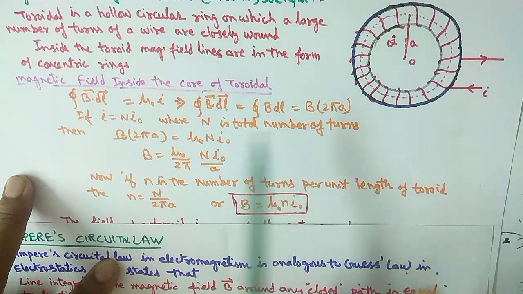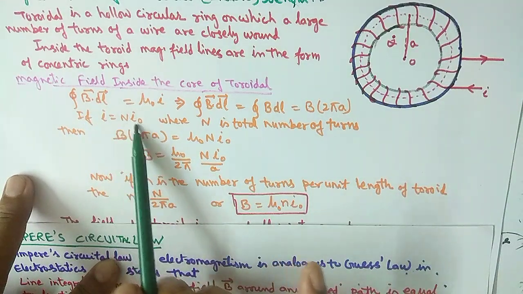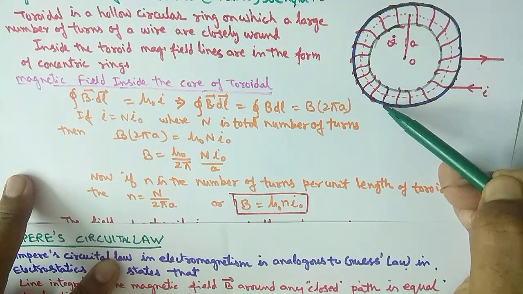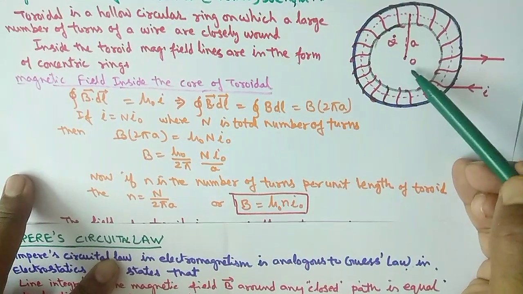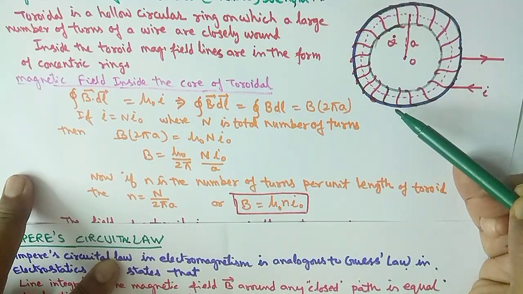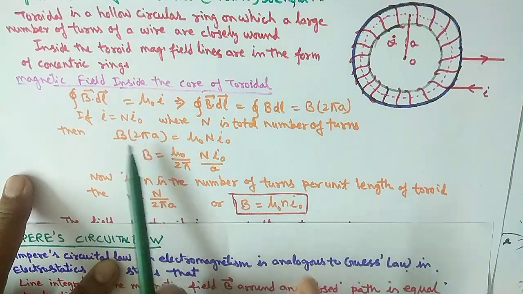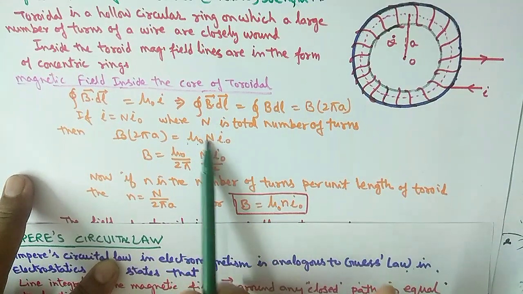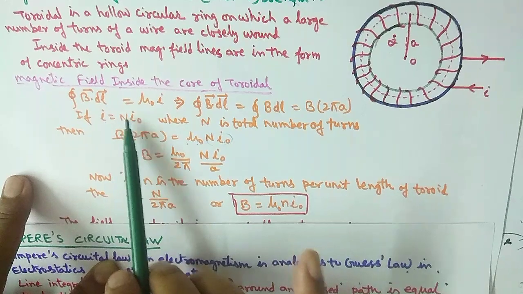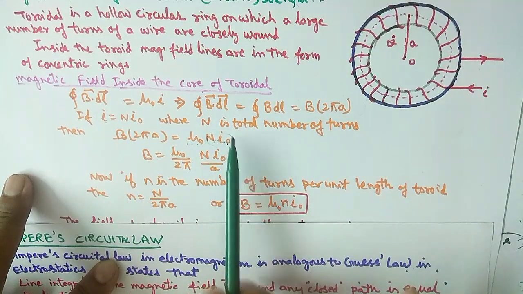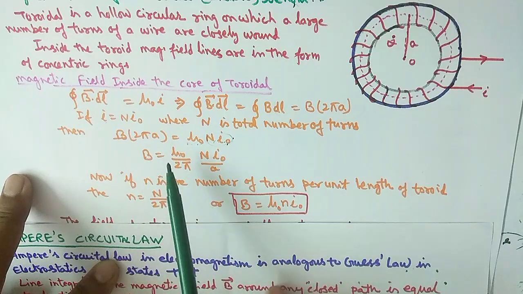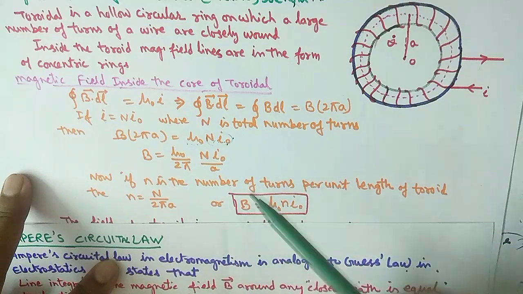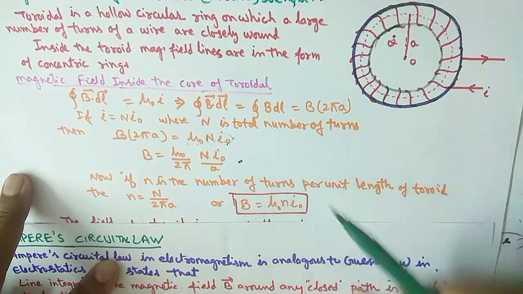Now if we consider I is equal to N I naught, where I naught is the current in each turn and capital N is the number of turns, then we can write B 2 pi a is equal to mu naught I. Mu naught I means mu naught N I naught, because we are taking I equal to N I naught. So from here, B is equal to mu naught upon 2 pi, N I naught upon a. This is the desired expression.